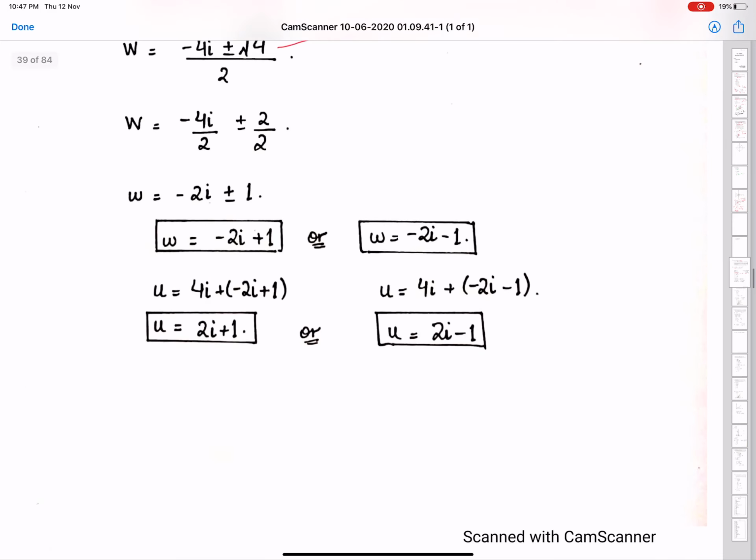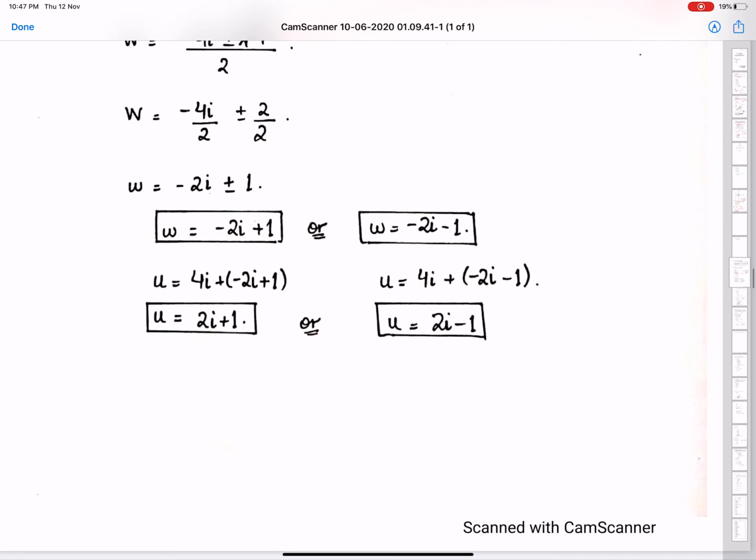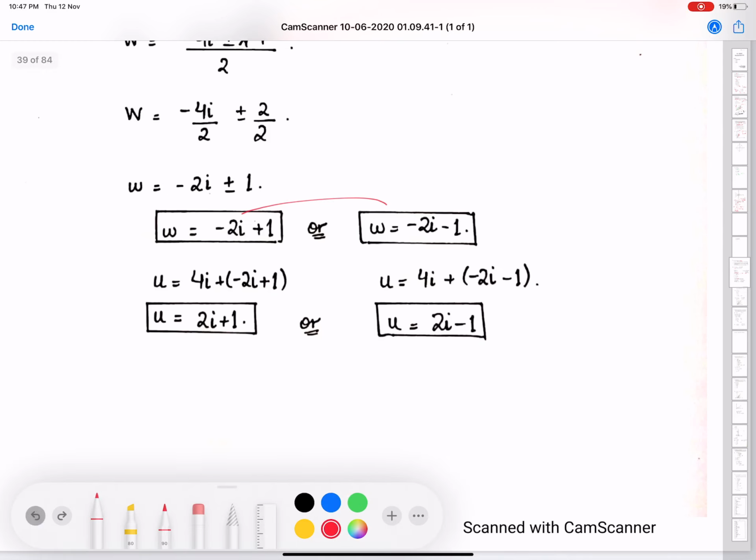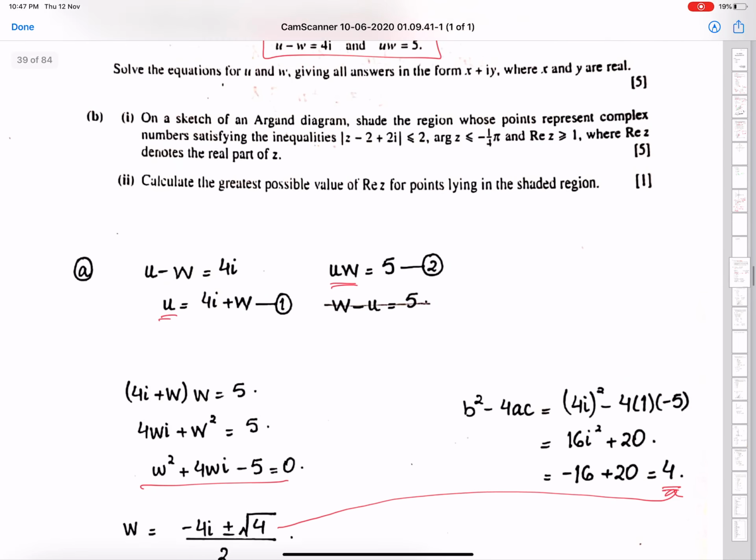To make the step simple and calculation simple. So these are two values of w and these are two values of u. This is the way to solve this type of equations.